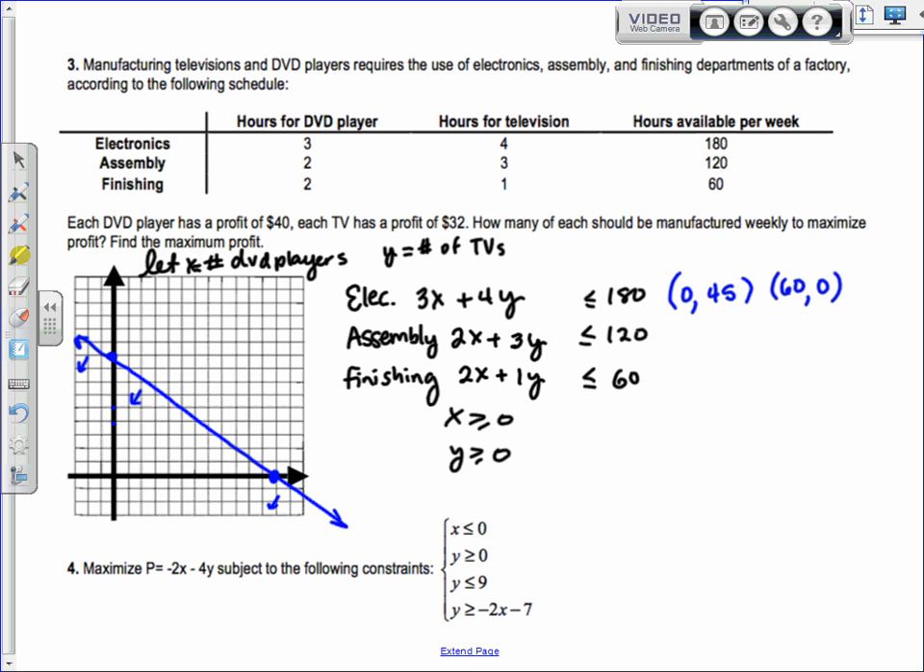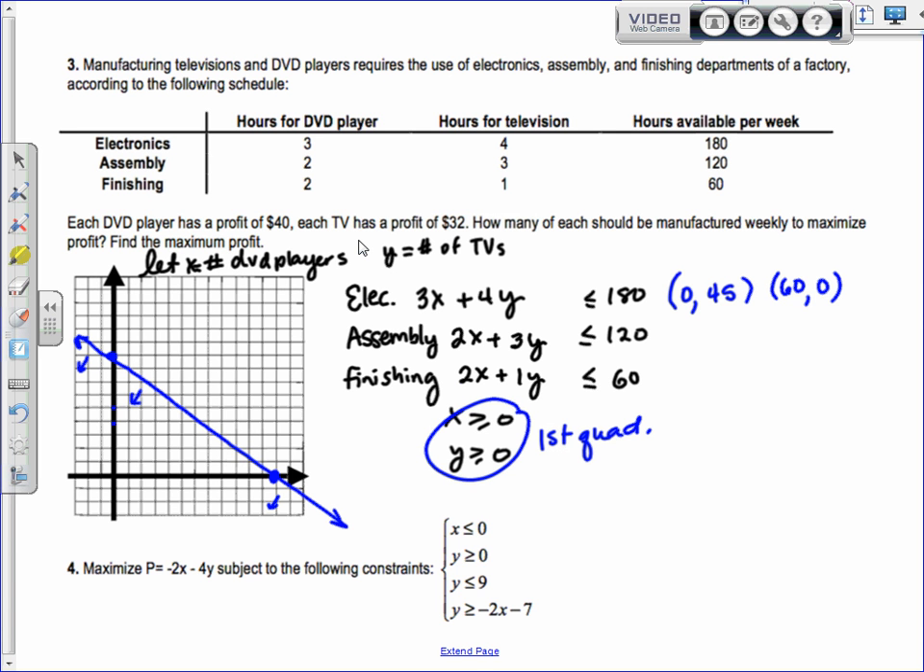You also have x is greater than or equal to 0 and y is greater than or equal to 0, so that means we're automatically in the first quadrant. So right now, with just those 3 lines, we're in this triangle right here. So you don't have to shade it, but just know we're right there. All right, then we have 2 more.